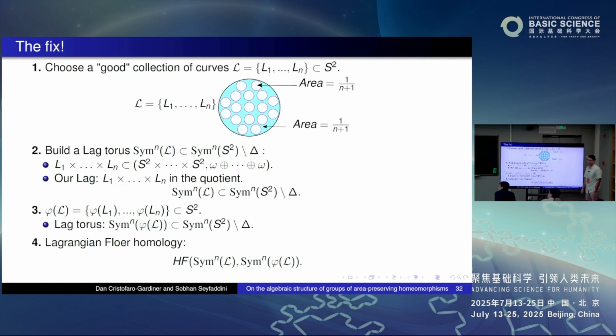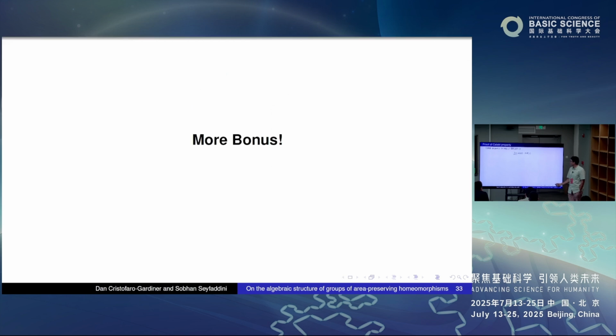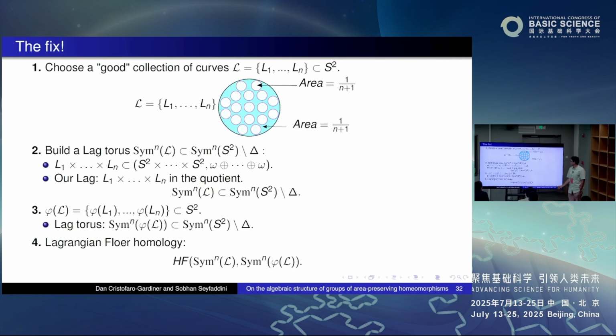Is there any other question? You didn't define the c_n. No, we didn't. Maybe it's there. Is there a bonus slide here for this? More bonus. This is a proof of the Calabi property. The c_n, well, they're spectral invariants. Yeah, it's a long story.